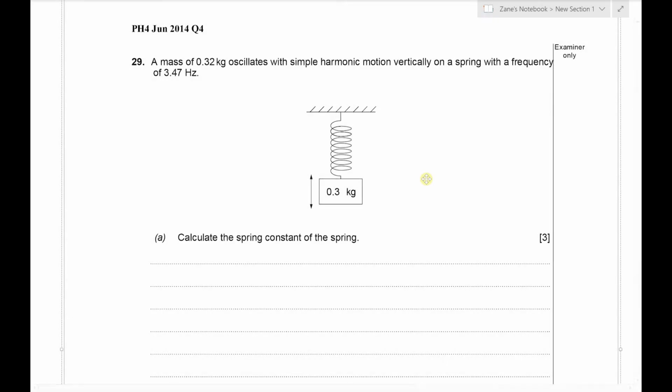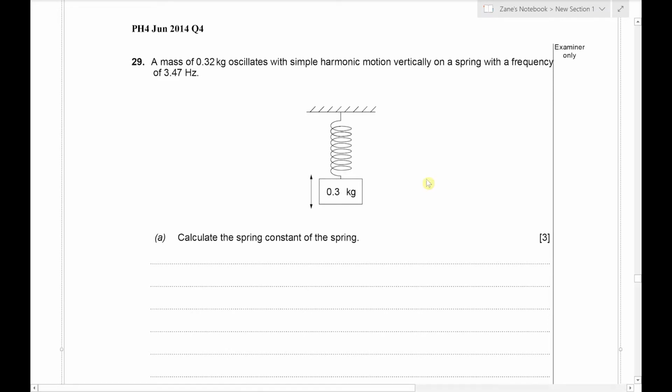This was question 4 on the June 2014 Unit 4 paper on simple harmonic motion, which is now in Unit 3. What we've got is a mass on a spring oscillating with SHM of frequency 3.47 Hz. We've got to calculate the spring constant of the spring.